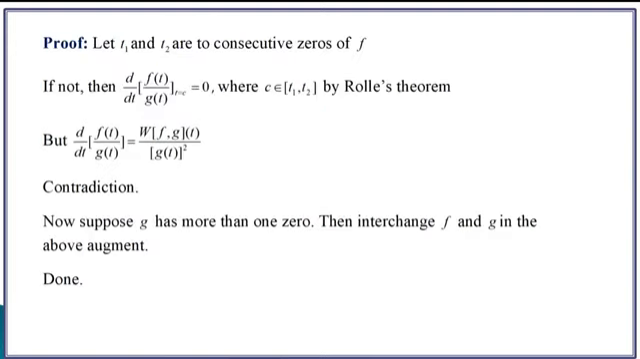So proof: let t1 and t2. We are going to prove this theorem by contradiction. So we are assuming t1 and t2 are two consecutive zeros of f, and if not, what happens? If there is no zero of g between t1 and t2, then what will happen?